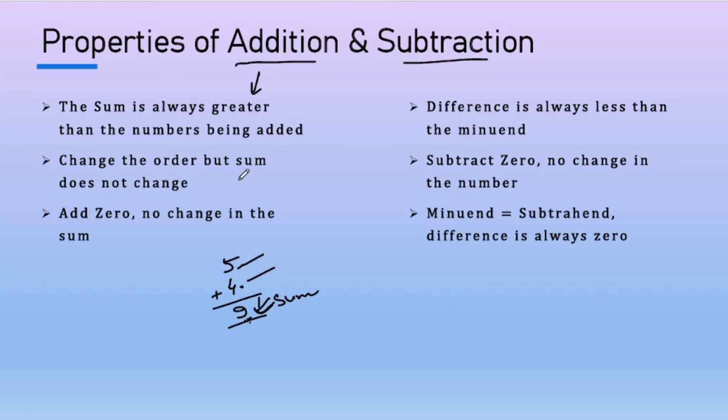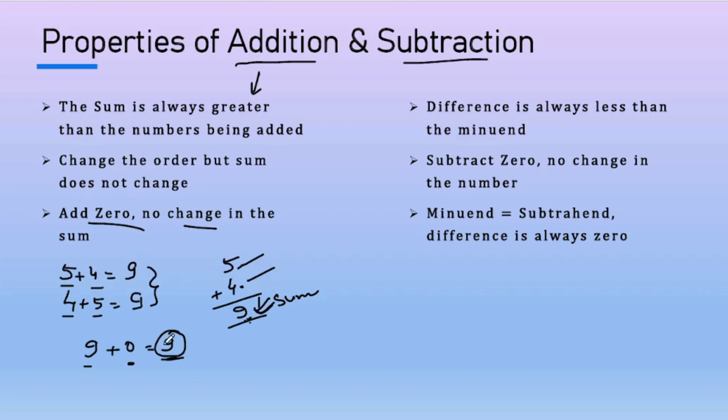The second one, change the order but sum does not change. Let's take the same example. 5 plus 4 will be 9. If you change the order, if you make it 4 plus 5, even in that case the sum will be 9. So even if you are changing the order, 5 plus 4 को 4 plus 5 कर दिया, sum में कोई change नहीं होता है. You add 0, no change in the sum. It's very obvious. Let's say 9 plus 0, the sum will remain same. So if you add 0 to any number, that number remains unchanged.